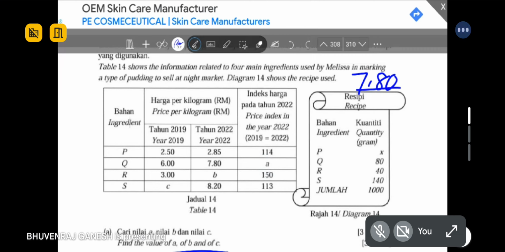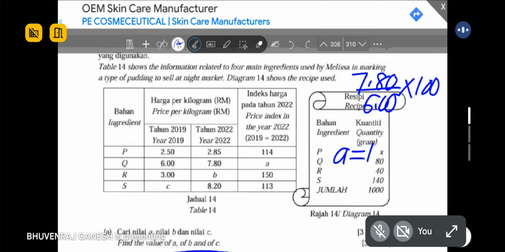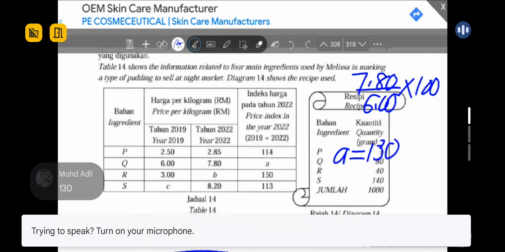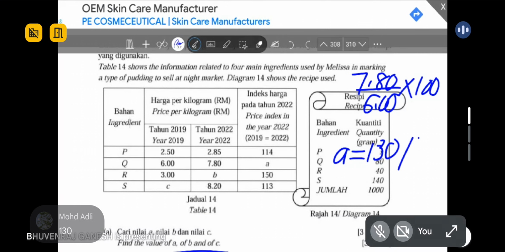780 over 6 times 100 equal to your A value. This is price index, harga index. So your A should get how much? Can you guys count and see? Cuba kira. Wow, so fast. The rest maintain. 2 more questions only. Okay, so A value equal to 130. Correct. 130.